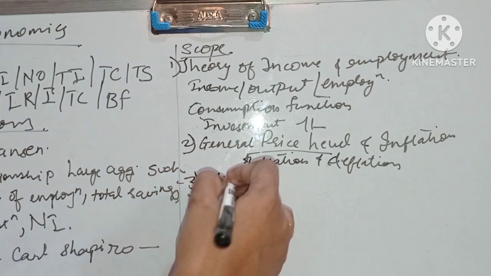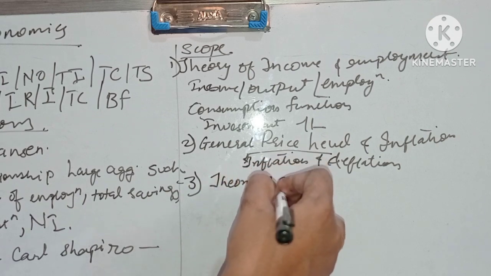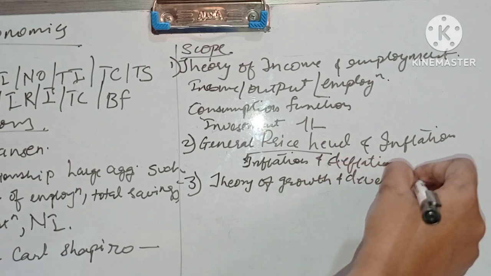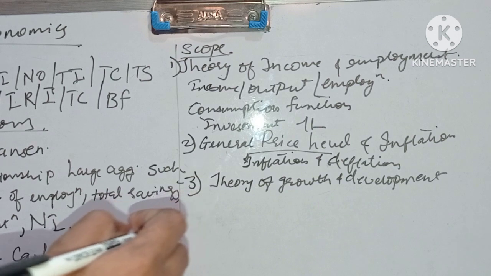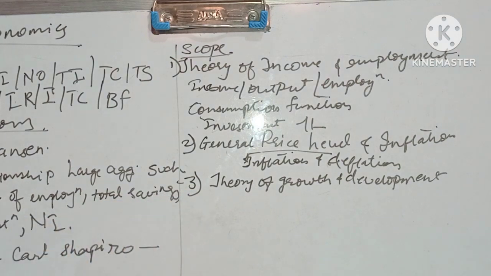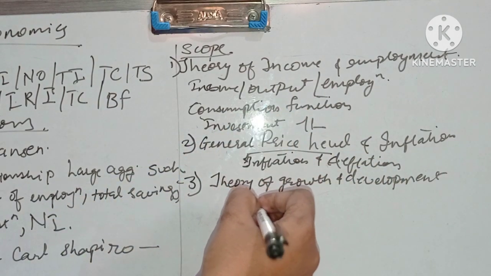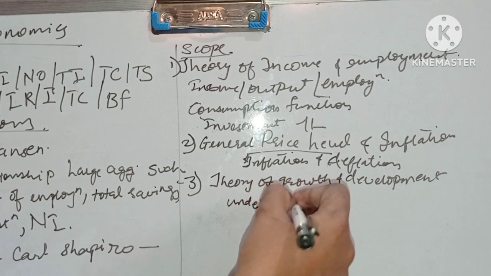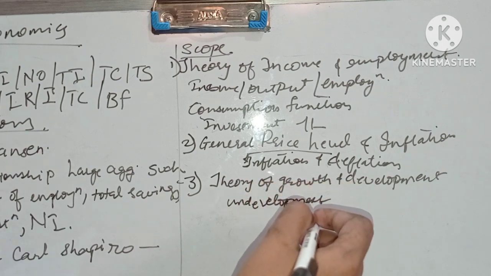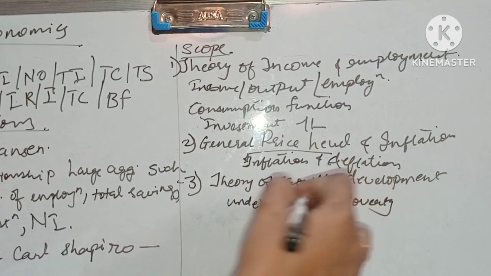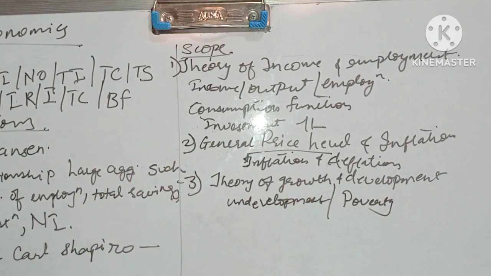Theory of growth and development. Okay. So macroeconomics consists of the theory of economic growth and development. It explains the causes of underdevelopment and poverty. It also suggests strategies for accelerating growth and development.